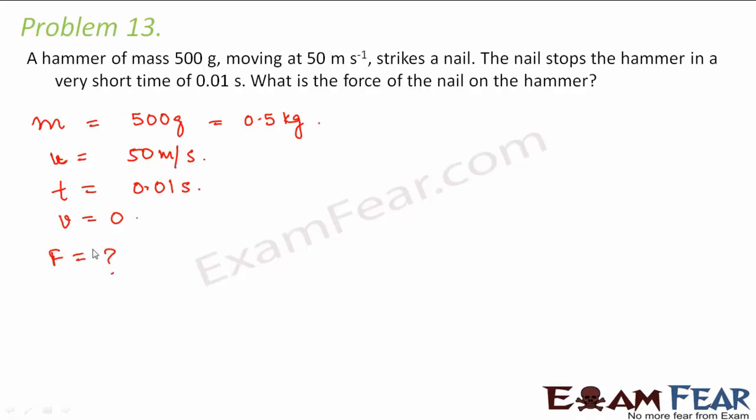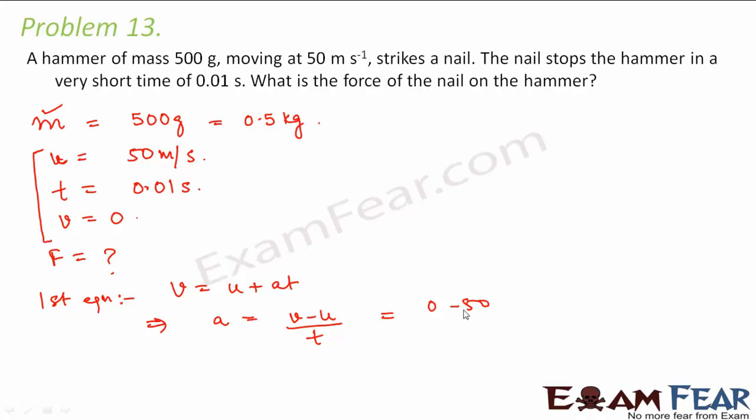From Newton's second law, we know that in order to calculate force, we need mass of the object and also the acceleration with which the object is moving. So in order to find out acceleration, we have to make use of the equation of motion. So let us use the first equation. The first equation says v is equal to u plus at. So from this we can say acceleration is equal to v minus u by t, that is equal to 0 minus 50 divided by 0.01. This comes out to be minus 5000 meter per second square.